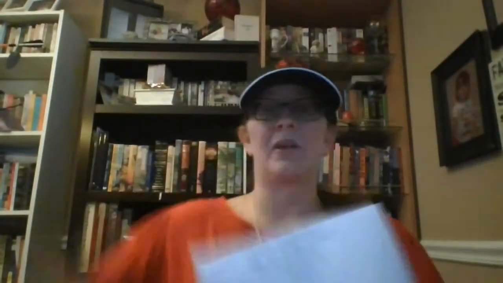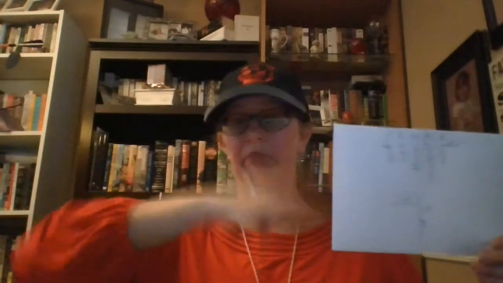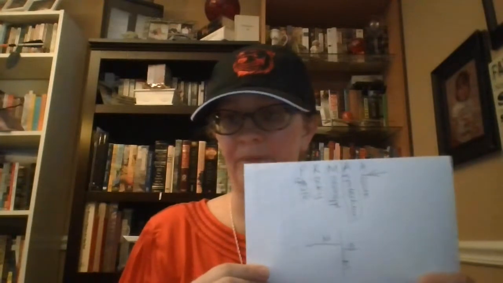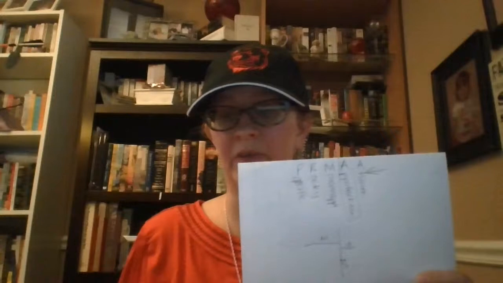Okay, and we want to remember Mississippi is the one that goes straight up and down. So it's Ohio River, Mississippi River, Missouri River. So those are our geographic features that we need to know.